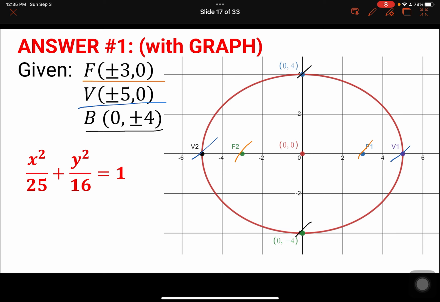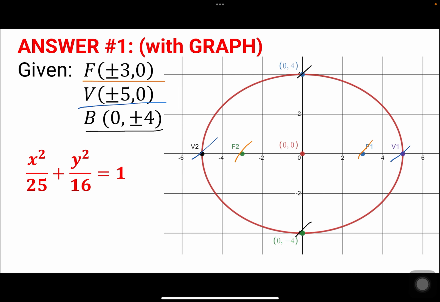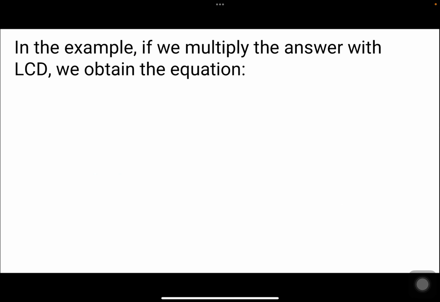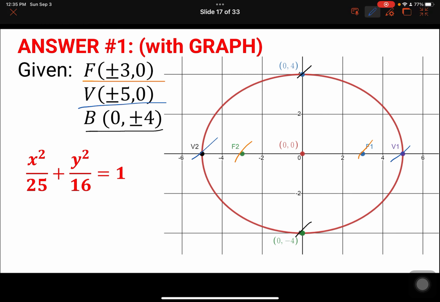Okay, let's have more examples. Before that, in the example, let's multiply the equation natin, x squared over 25 plus y squared over 16 is equal to 1. Multiply natin siya using their LCD. Again, what is the LCD? Pag sinabing LCD, least common denominator.